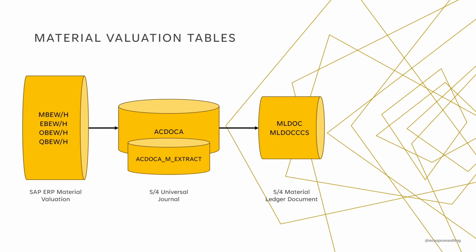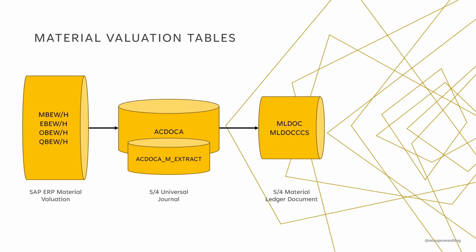Now, not only that, because material ledger is a separate subledger, it also records these transactions. So all this data is also available in the material ledger tables, which are MLDOC and MLDOCCCS. We'll see what those two are. MLDOC is the material ledger document table. Just like we have a universal journal table in FICO, ACDOCA, similarly for all the material ledger documents we have a separate ledger or separate table as well, which is the material ledger document, MLDOC.